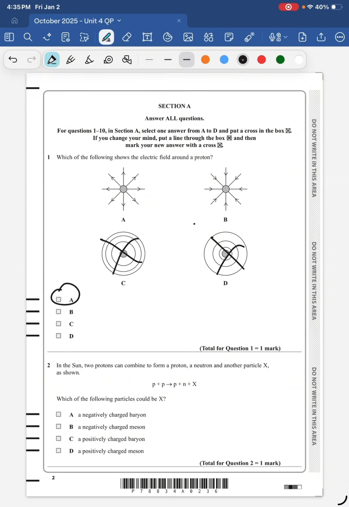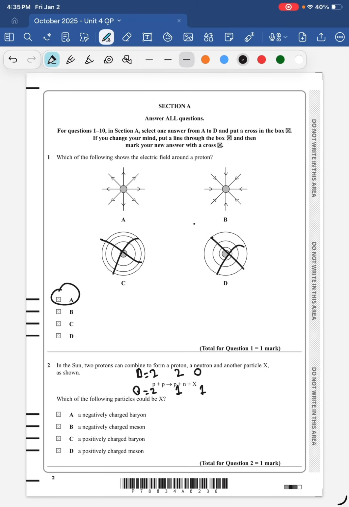In the sun, 2 protons can combine to form a proton, a neutron, and another particle X. Which of the following particles could be X? First of all, it cannot be a baryon because the baryon number is 2 for 2 protons, and on the right hand side we have a proton and a neutron that also have a baryon number of 2. Therefore the baryon number of X is 0. Also, the charge is 2 for the 2 protons, and for the proton and neutron the charge is 1. So we immediately know that the charge of X is 1.